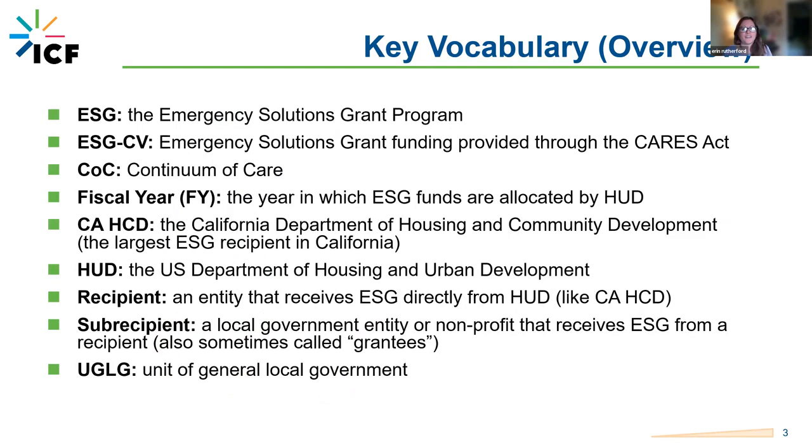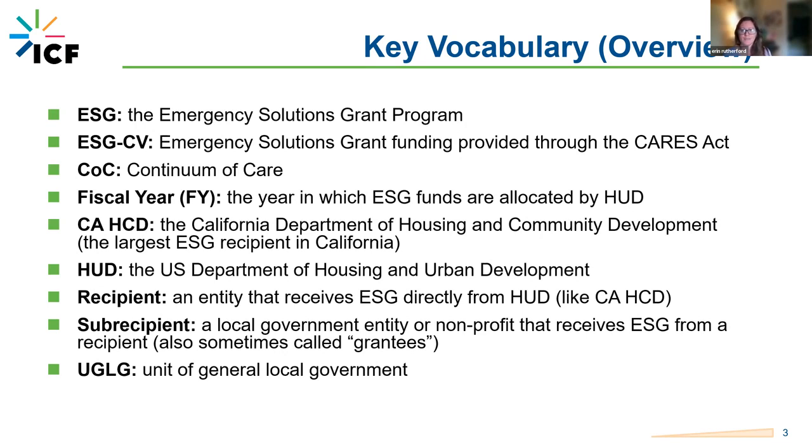Thank you. Similarly, if you've attended any of our trainings in the past, you're probably familiar with these terms, but for those joining us today that might be new to the ESG program, here are some of the common terms that we are going to use today. ESG is the Emergency Solutions Grant Program. ESG-CV is the Emergency Solutions Grant funding that is provided through the CARES Act. COC is the Continuum of Care. Fiscal year is the year in which ESG funds are allocated by HUD, which we are currently in fiscal year 2023. California HCD is the California Department of Housing and Community Development, which is the largest ESG recipient in the state of California.